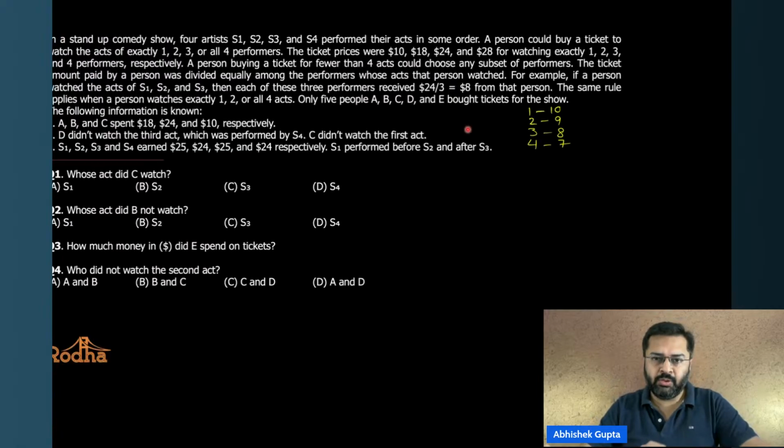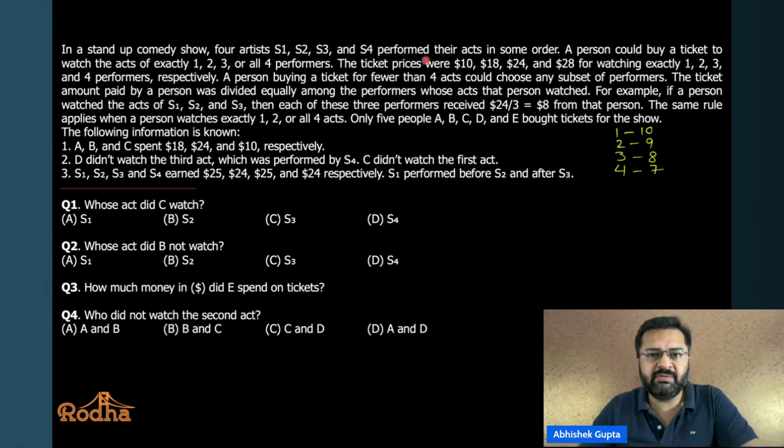Right. Okay. How do we move forward then? What does it say after that? Okay. A person buying a ticket for fewer than 4 acts could choose any subset of performers. So there is no restriction. So if you want to watch just two people, it can be S1, S2, S1, S3, S2, S4, any combination that is possible, which is obvious, but it's written here explicitly.